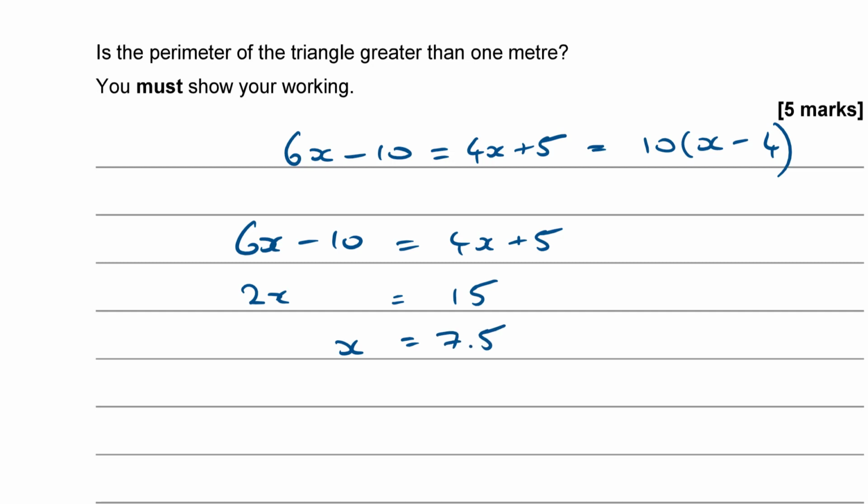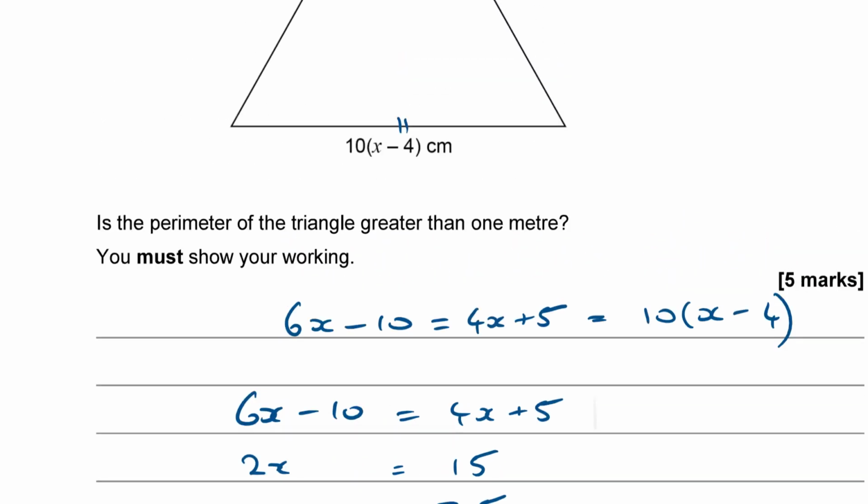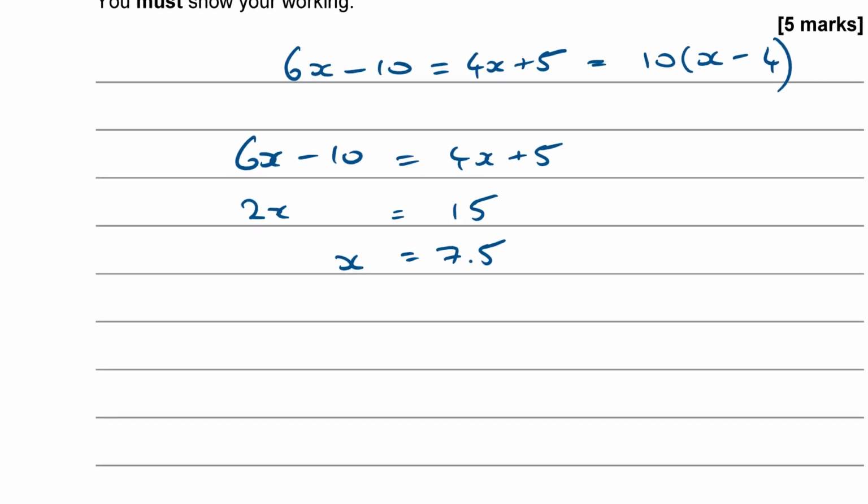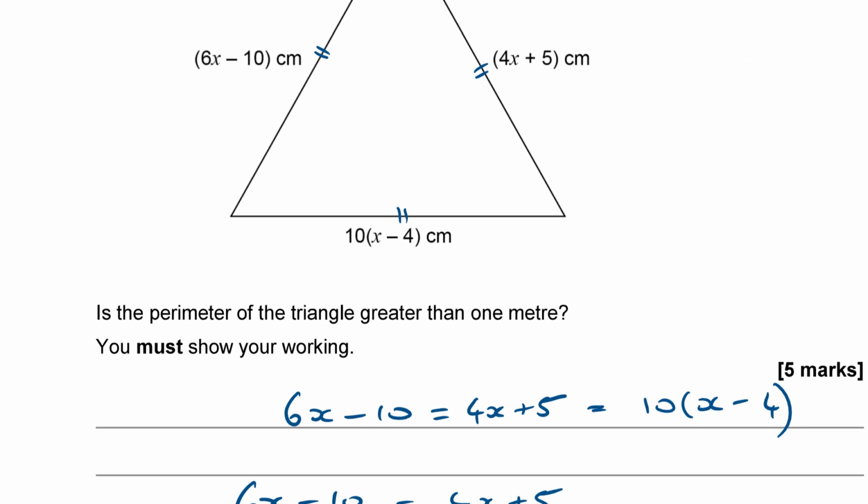Now if x is 7.5, what is the perimeter of one side? Let's take one of those calculations for the side, 6x minus 10 for instance. So what would 6x minus 10 be equal to? That would be now equal to 6 lots of 7.5 minus 10. So 6 times 7.5 gives me 45, and then 45 subtract 10 is going to be 35. So that side is 35, and because these are all the same, that must be 35, and that must be 35 as well, even if they look a bit different. So the perimeter is going to be 35 plus 35 plus 35, which is 105.